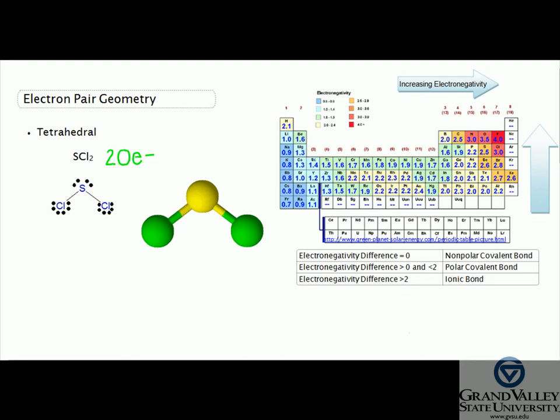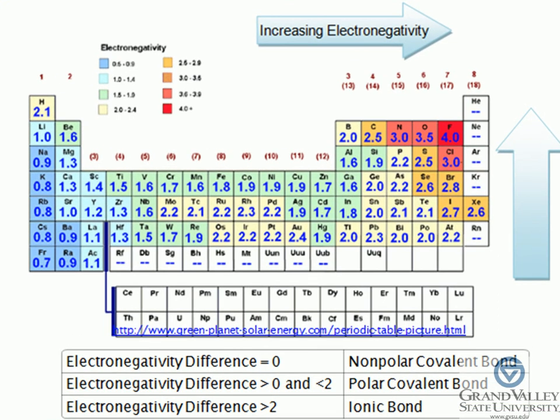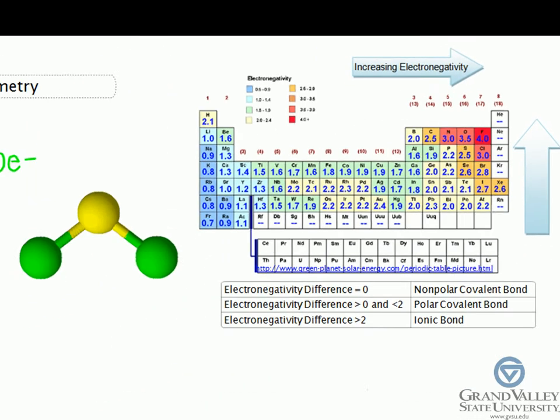Now, let's figure out which type of bond is present in SCl2. Refer to the periodic table of elements to find the electronegativity value for each atom. Chlorine is more electronegative than sulfur because of the periodic table trend that electronegativity increases from left to right across the period. To confirm this, the electronegativity value of sulfur is 2.5 and chlorine is 3.0.